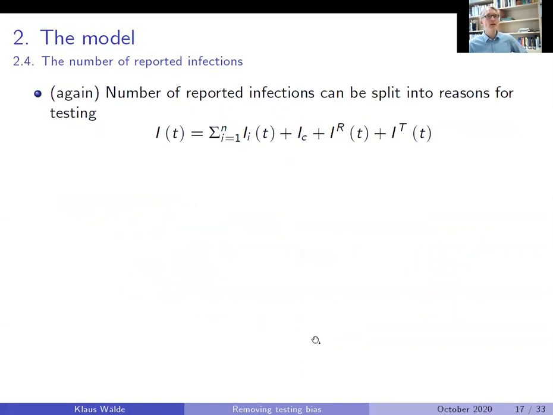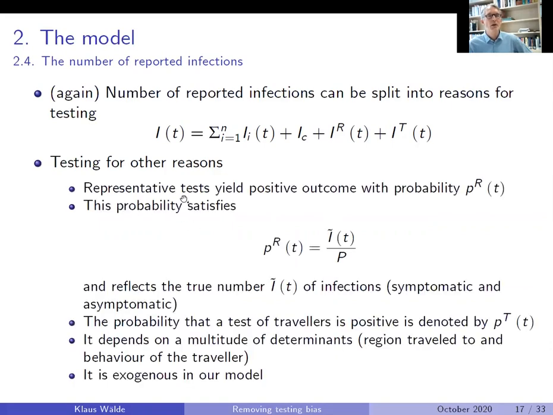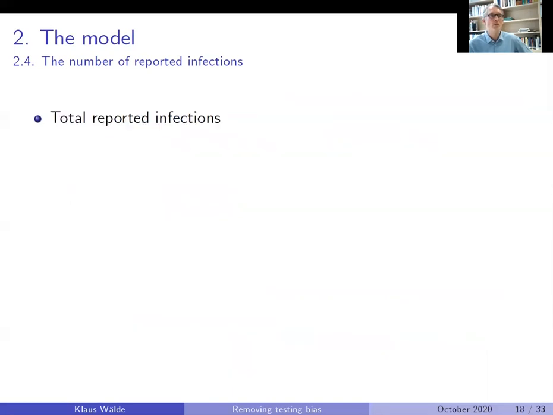Then again, this equation which we just saw, because now we test for other reasons. When we undertake representative tests, this yields a positive outcome with the probability PR, the probability we just discussed. It reflects the true number I tilde of infections, symptomatic and asymptomatic. The probability that a test of a traveler is positive is this PT, and we don't know, for the reasons I said earlier and which are now written here, we don't know how large this probability is. It's exogenous to our model.